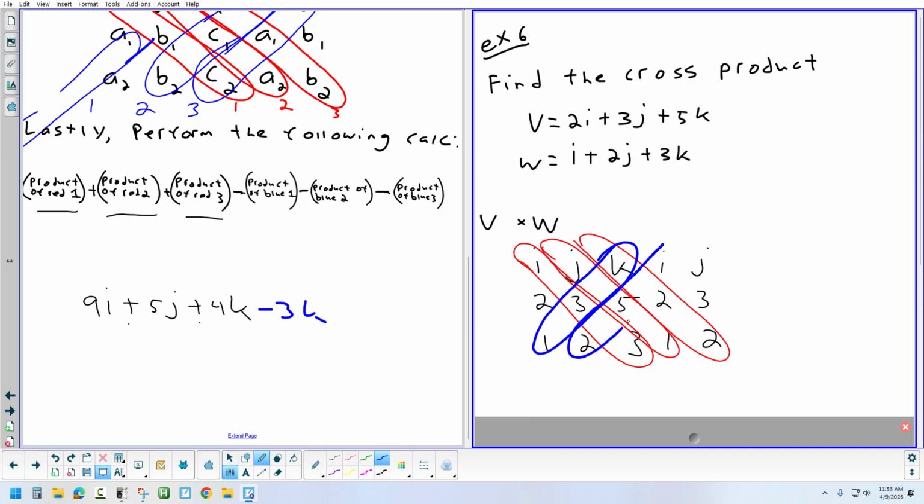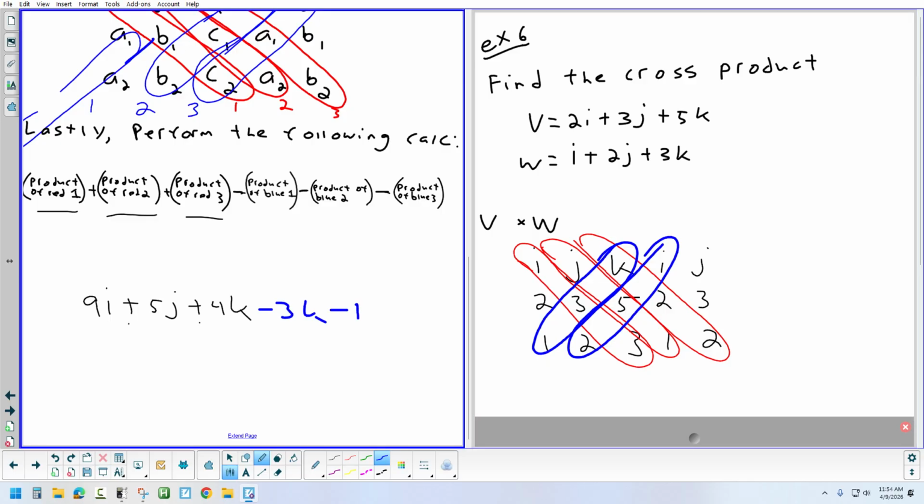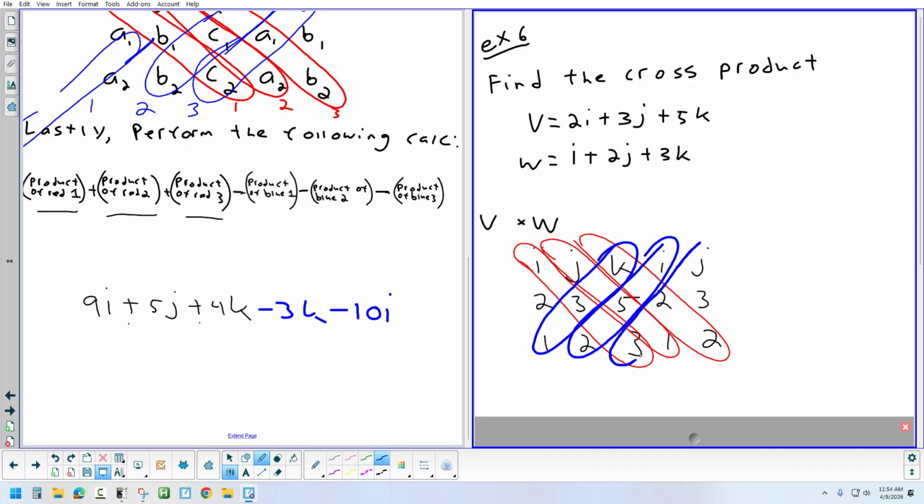I'm going to subtract, what's I times 5 times 2? Yeah? 10I, yep. And then I'm going to subtract J times 2 times 3. It's J times 2 times 3. Yep. 6J.